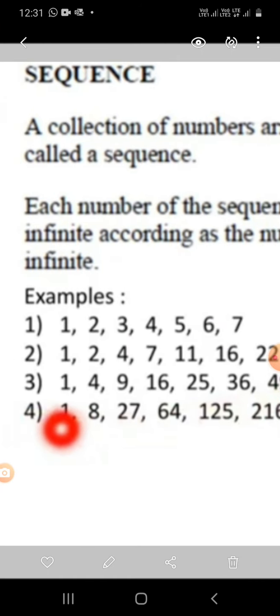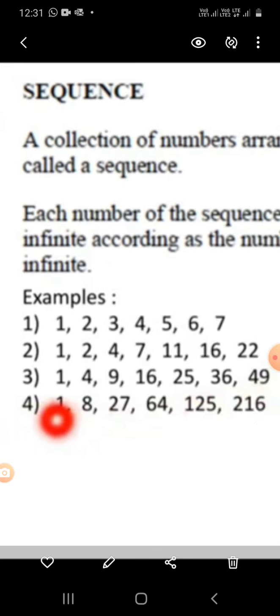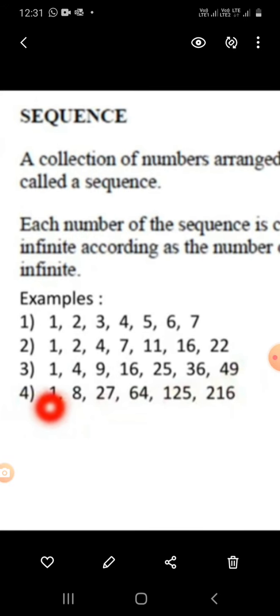Yes, the rule is: take the first number 1. What is the second number? 2. How did you get the second number? Add 1 to the previous number, the first number, and we get the second number. In the same way, add 1 to the second number, we get the third number. So on, add 1 to the previous number, we get the next number. The process is continuous. This is the rule followed in this example.